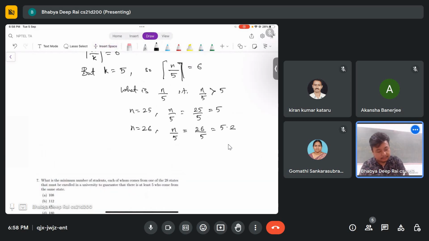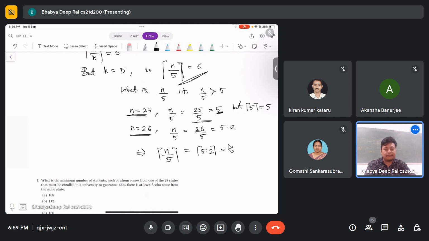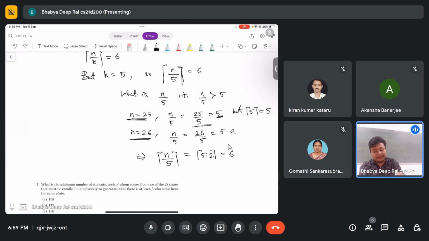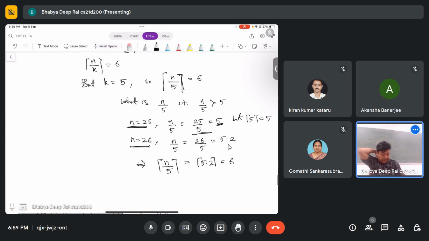Which means the ceiling of n by 5 is the nearest greater integer, which is the ceiling of 5.2, which is equal to 6. Now this bound is tight when n equals 26. We could have directly multiplied 5 by 6 to get 30 and got the value of n, but that was not tight. That is not the minimum we can do. The minimum we can do is when n equals 26, because when n equals 25, the ceiling of 5 is still equal to 5, but we want the ceiling to be equal to 6, right? So I hope everyone understood this notion of how to calculate this. I cannot simply multiply 5 times 6 because this will not give me the minimum answer.